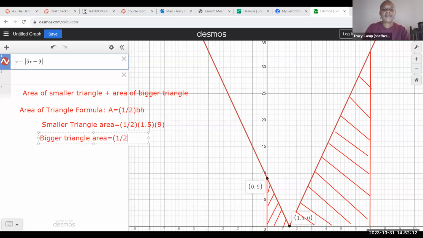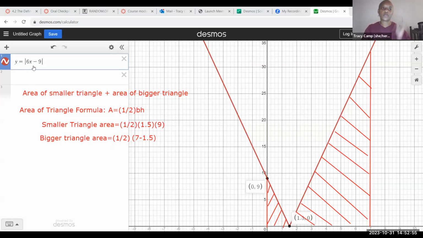That'll be 1/2. And the base of my bigger triangle, that's going to take some extra work. This one I can't just rely on Desmos for because I have 1.5 here, but then I go to 7. So I have to do 7 minus 1.5, which ends up being 5.5, right? But I'm just going to put here, to make it clear where I get that 5.5, it's 7 minus the 1.5. That's my base.